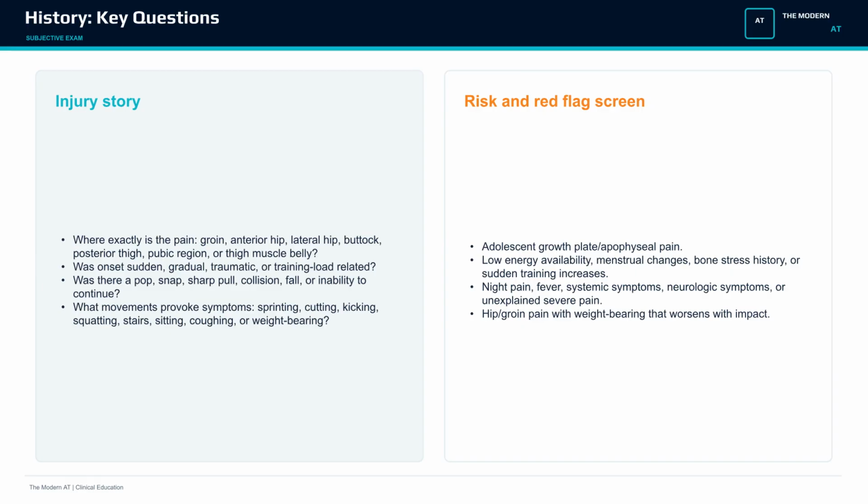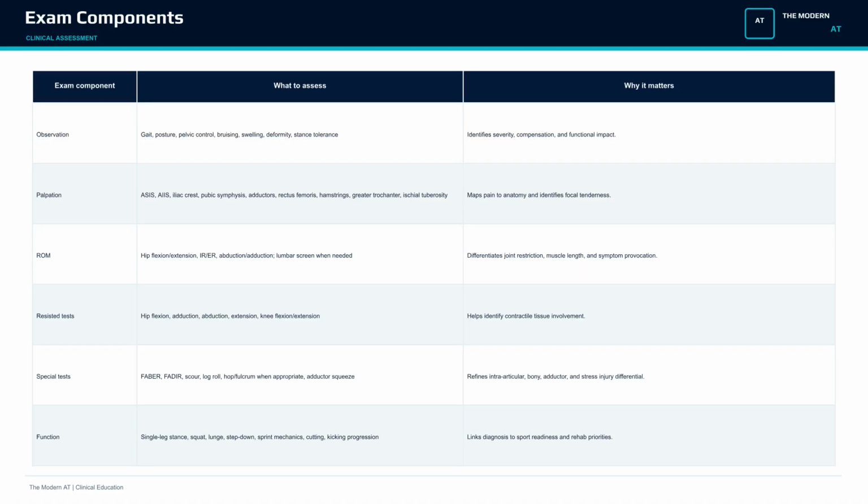Then screen red flags. In adolescents, think about apophyseal injury. In endurance athletes, think about bone stress risk. Night pain, fever, neurologic symptoms, or worsening weight-bearing pain should raise concern. The exam should match the leading possibilities from the history.